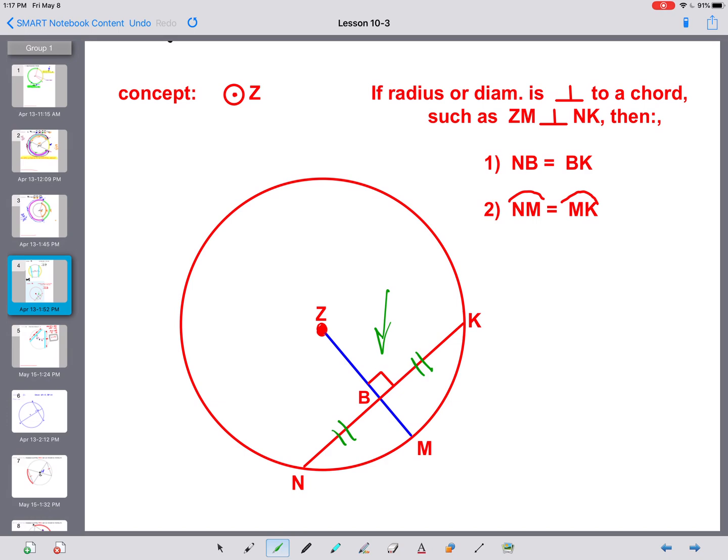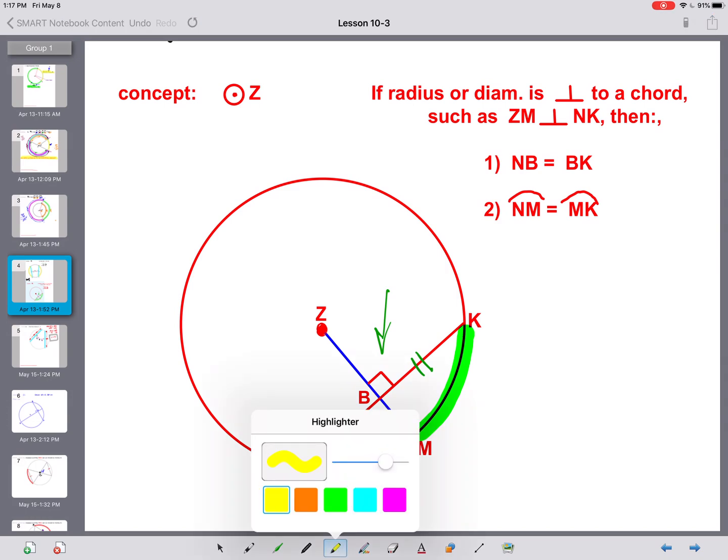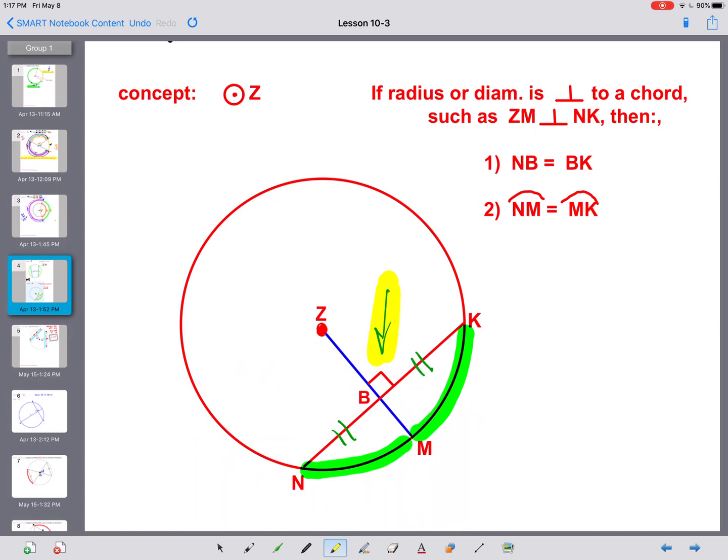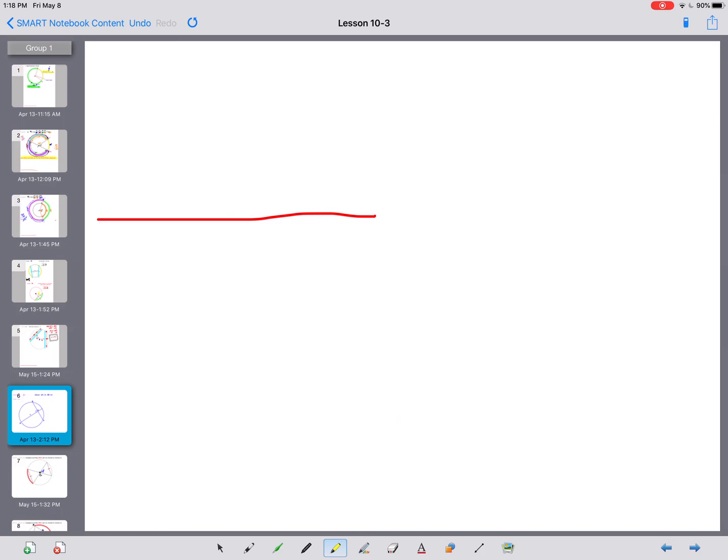It also makes these two arcs equal, this one here and this one here. Those two green arcs will be the same number of degrees. And it's all because the radius is perpendicular with the chord. That's what happens. Number 1, it cuts the chord in half. Number 2, it makes two congruent arcs on the circle. Let's go do a problem like that. This is going to wrap the lesson up.